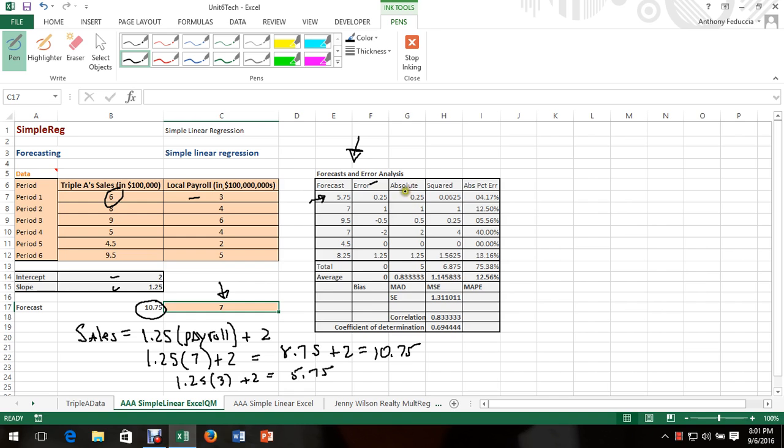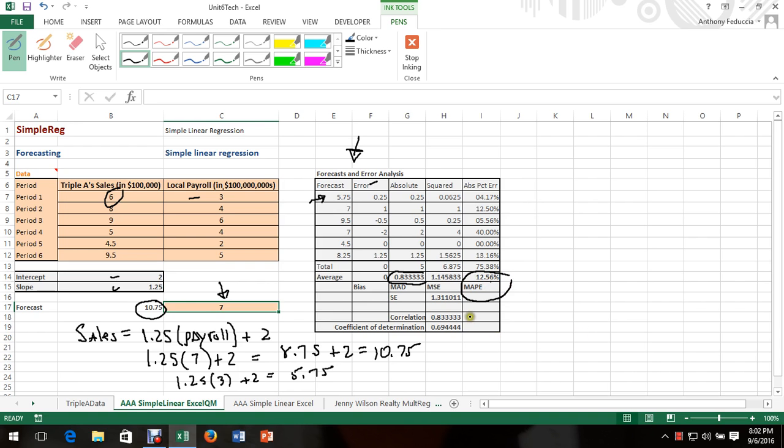Absolute just means forget about plus and minuses. They're all plus. You square it and you get the absolute percent error. So the common error terms are the mean absolute deviation. You take the average of those, you get about 0.83. And the one that most people use is the mean absolute percent error, which is 12.56%. So you're talking about approximately 13% error using this regression equation.